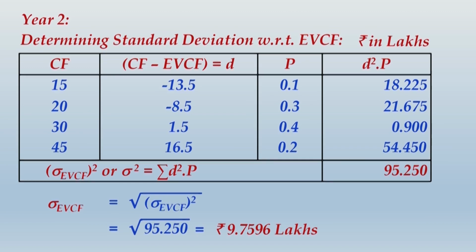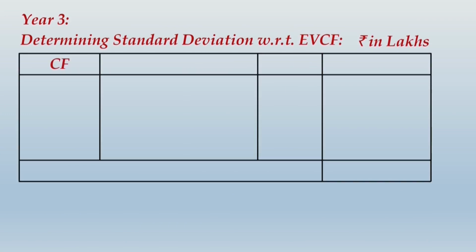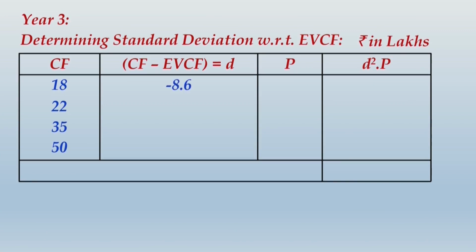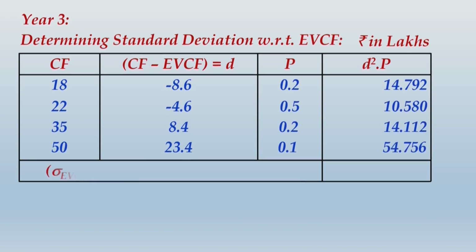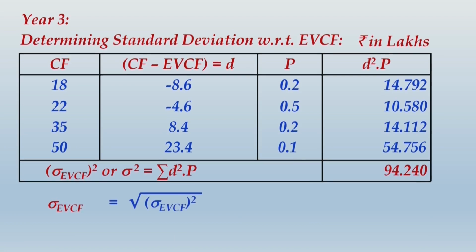Alright friends, once you have completed the standard deviation of EVCF for second year, let us make the same calculation for the third year. When you attempted, you would have got exactly the same calculations. Just check and make sure that you have done it correctly. The standard deviation with respect to EVCF for third year comes to rupees 9.7077 lakhs. So please check this and then I take you ahead.